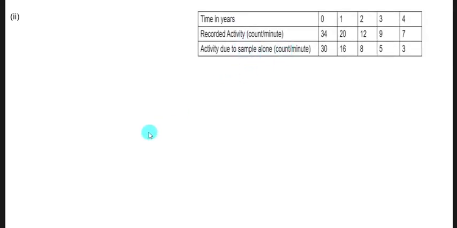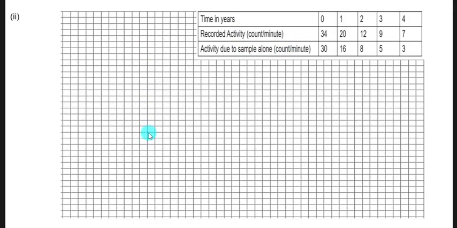So we are going to come to this part. We get the table, put it here, we bring the graph here. On this graph, the first thing that you need to know is to give it a title, which is what you are doing. You are plotting activity against time. Then you need also to label the axis. So if you have activity against time, then the vertical axis should be activity, the horizontal axis is always time.